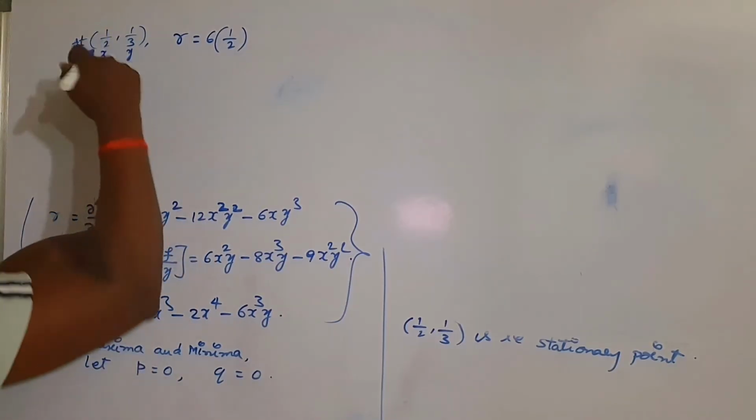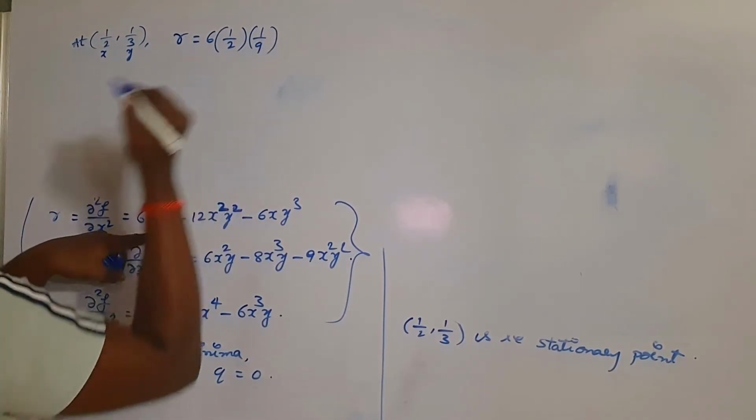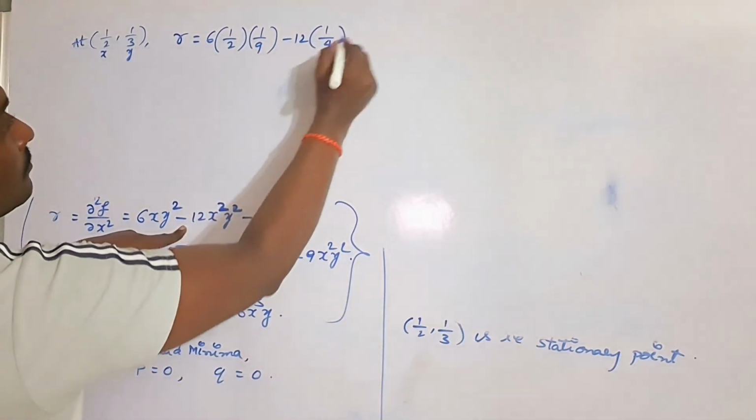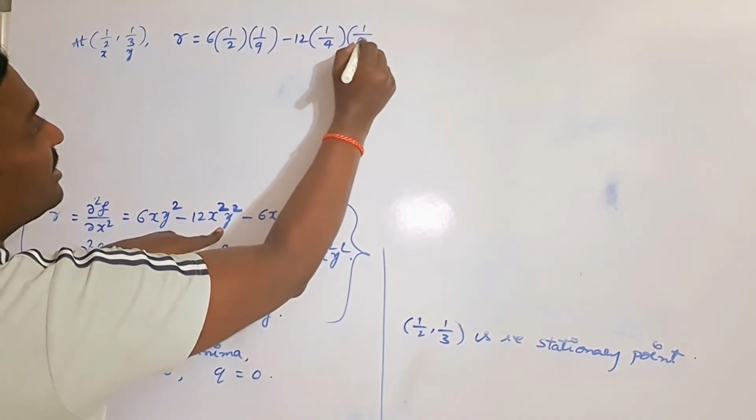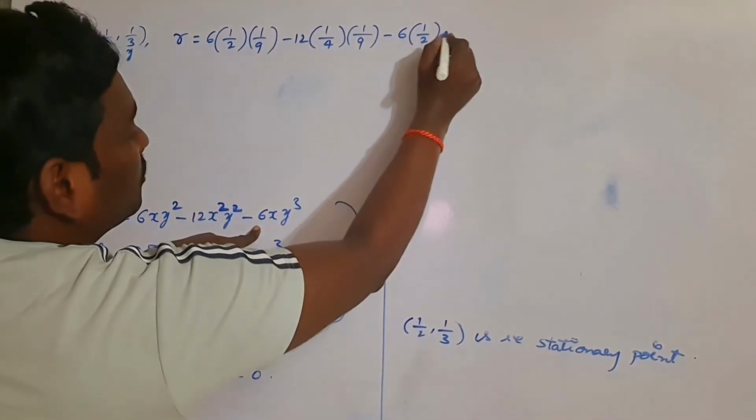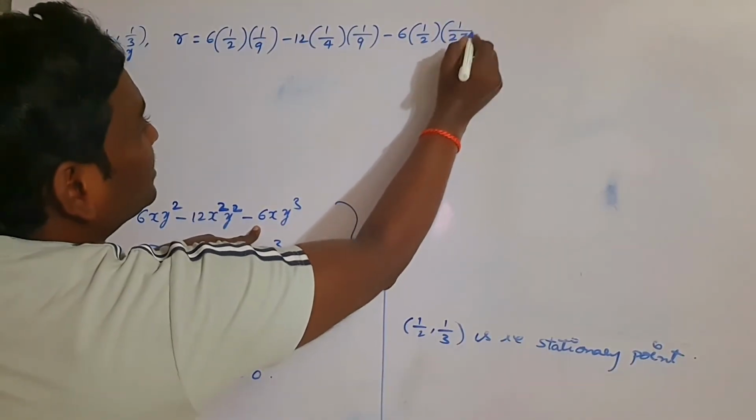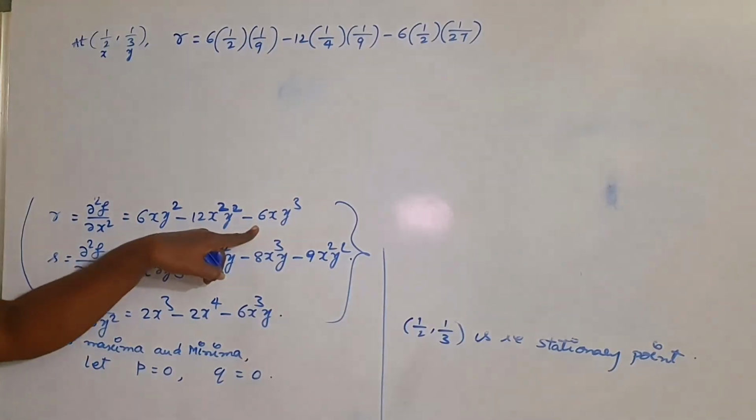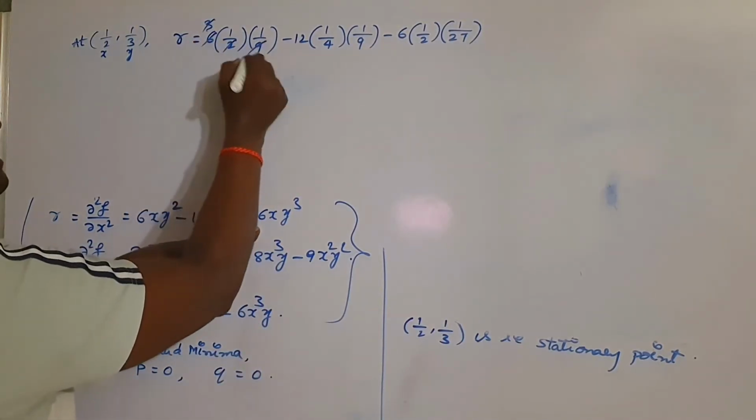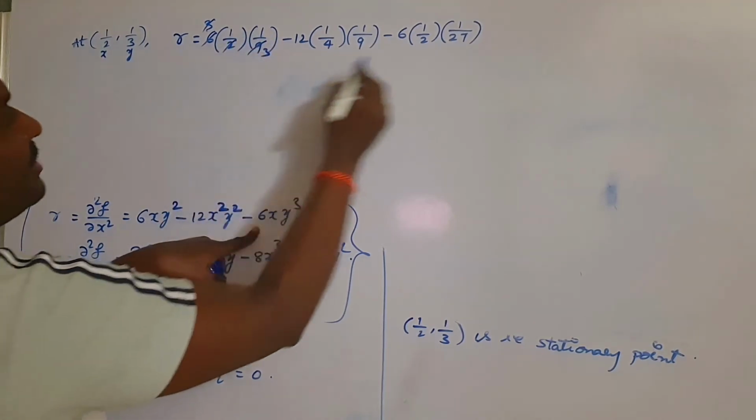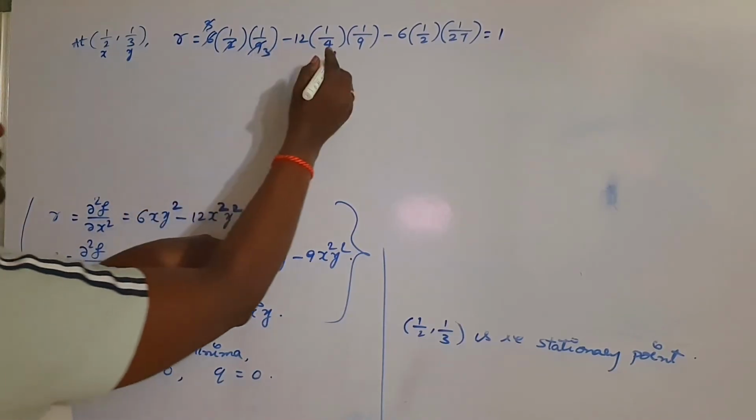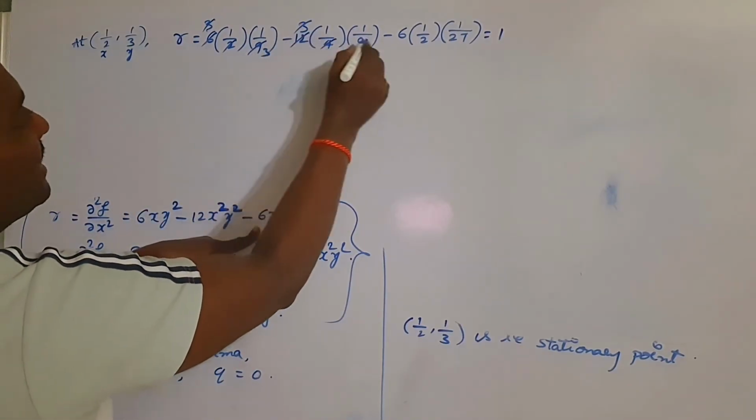Y square, so (1/3) square, directly you can write as 1/9, minus 12 into 1/4, y square means 1/9, minus 6 into 1/2 into 1/3 cube means 1/27. 3 cube means 27. So this 2 gets 3 times and this 3 gets 3 times here. However you have only 1, minus, this 4 gets 3 times, this 3 gets 3 times.